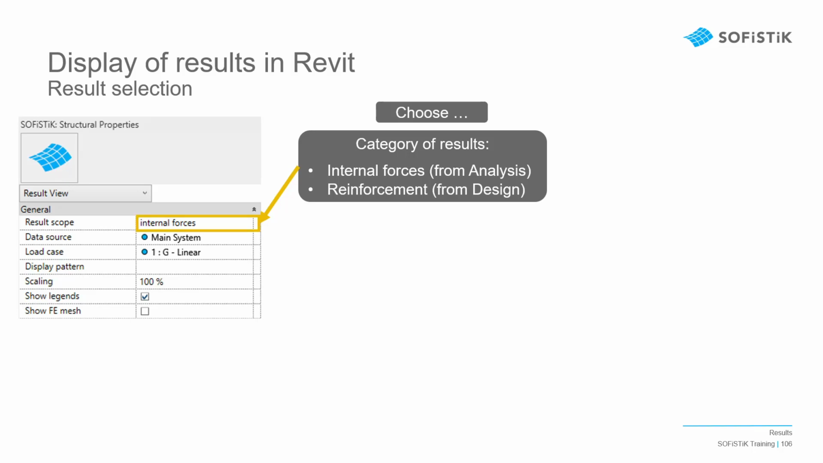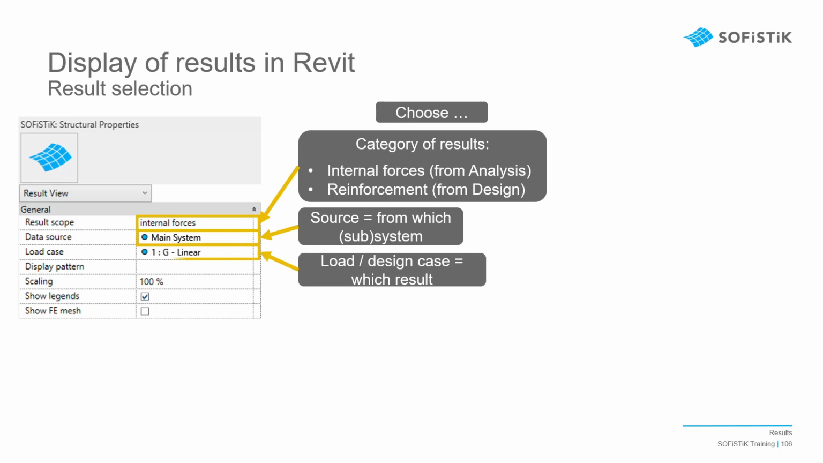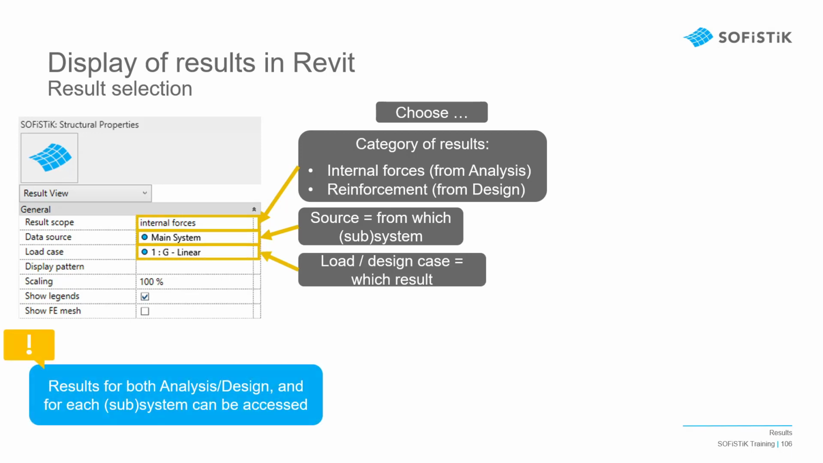Indeed, we are performing both analysis and design in our project, so we can either look at forces or at reinforcement values. We also have worked with several systems within the same Revit file. Each of them has their own results, so it is important to choose which system should be the source of the representation. Finally, we can select the load cases, which contain the results.